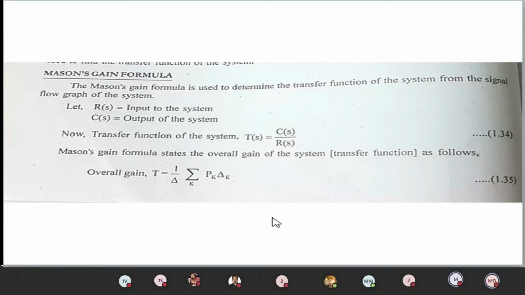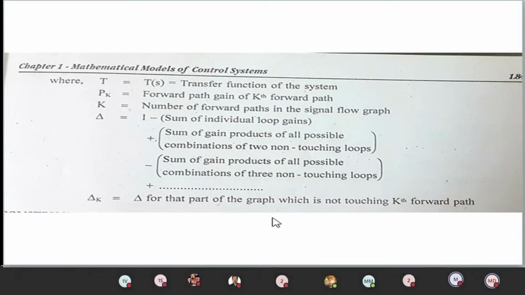What is P of k? It is the forward path gain of the k-th path. So k may be 1 or 2. Del is 1 minus the sum of individual loop gains plus the sum of gain products of non-touching loops. Del of k is the part of the graph which is not touching the k-th forward path.